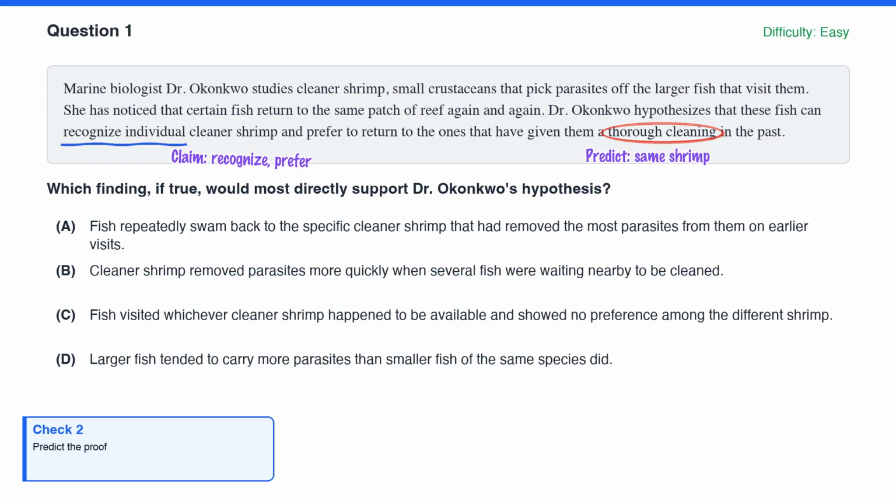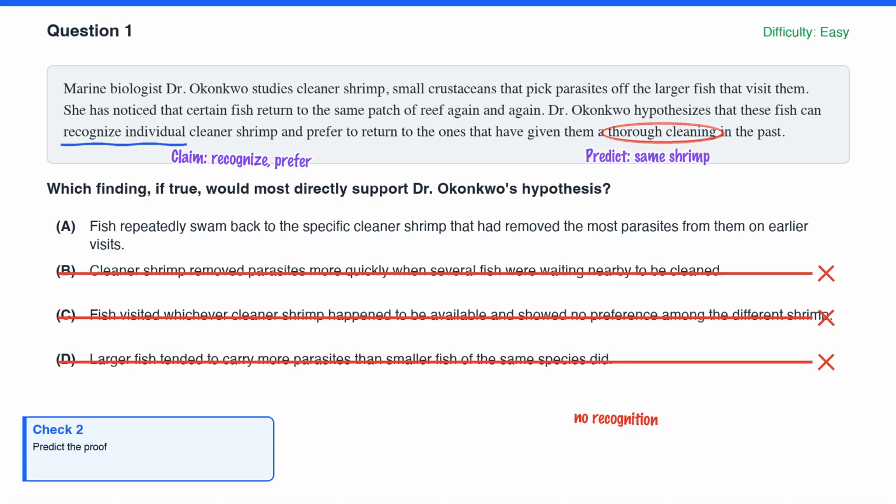Now the choices. B says the shrimp cleaned faster when several fish were waiting. That's about the shrimp's speed, not whether fish recognize anyone, off the topic. Set it aside. C says fish visited any available shrimp with no preference among them. That's the opposite of our claim, which is all about preference. Rule it out. D says larger fish carried more parasites than smaller ones. May be true, but it says nothing about recognizing individuals.